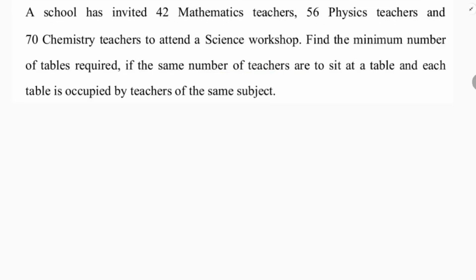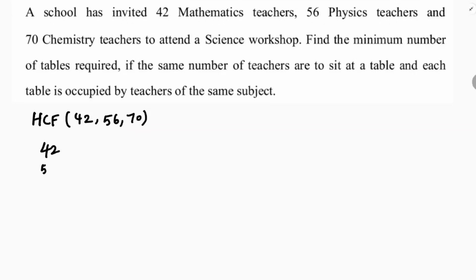So here, from this we can conclude that we need to find the HCF of 42, 56 and 70. So this will give us the number of teachers to be seated at each table. Then, to find how many tables, we divide 42 by that number of teachers on each table, 56 by that number, and 70 by that number, which will give the number of tables. So first we'll find the HCF of 42, 56 and 70.